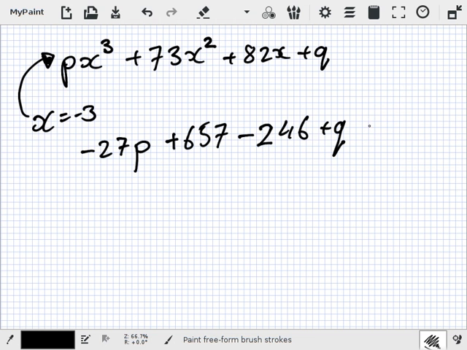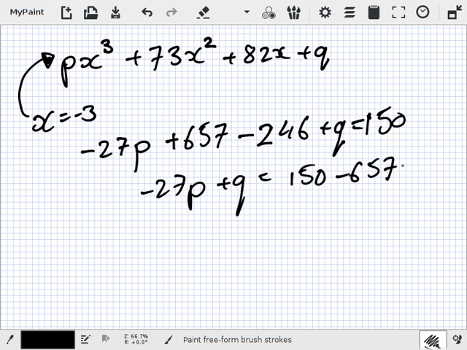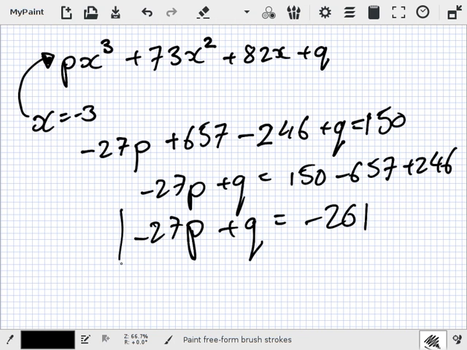The remainder should be, when I divide by... Which one am I doing? G, isn't it? Yeah. When I divide by x plus 3, the remainder is 150. So I have minus 27p plus q is 150 minus 657 plus 246. What's that, please? Minus 261. Thank you. Okay, that's my first equation.